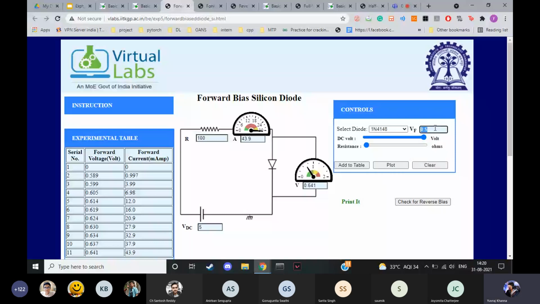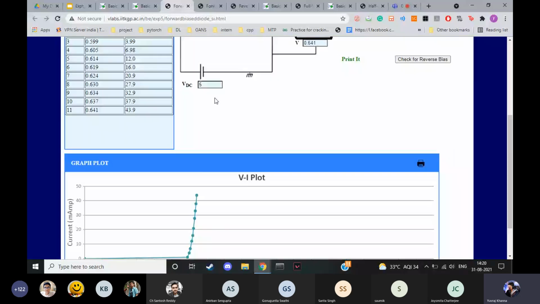After that, I'll just show one of the draw circuit diagrams. You can do the rest yourself. So this is for the draw circuit diagram.